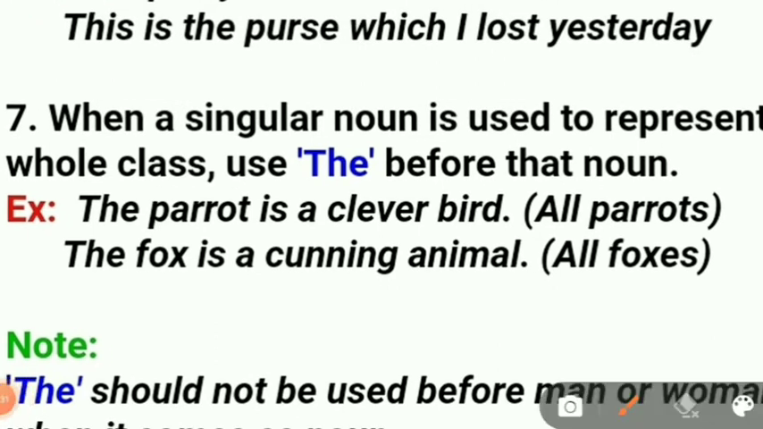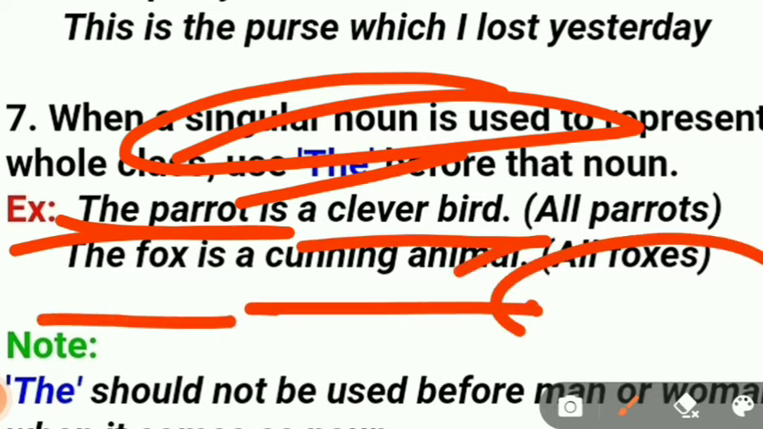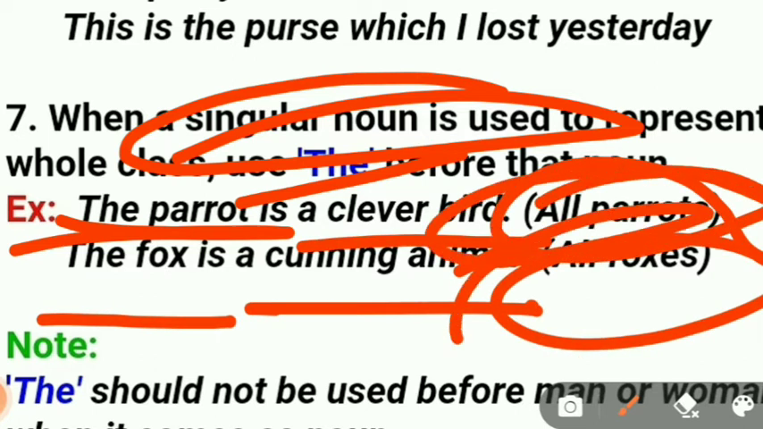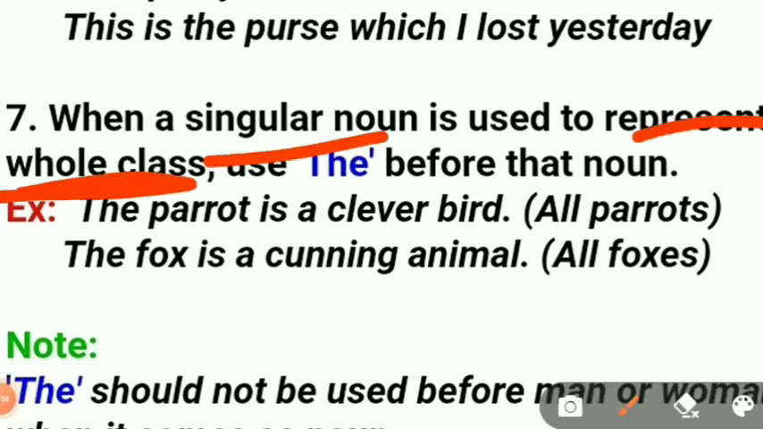Next, when a singular noun is used to represent a whole class, use the before it. For example, the parrot is a clever bird. The fox is a cunning animal. Here, all foxes are meant. When we talk about any one of many, we use a or an. But here, a single noun is used to represent a whole class.